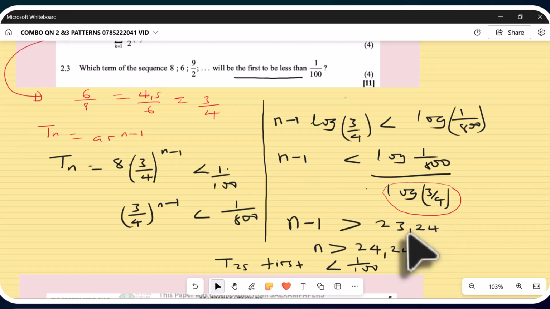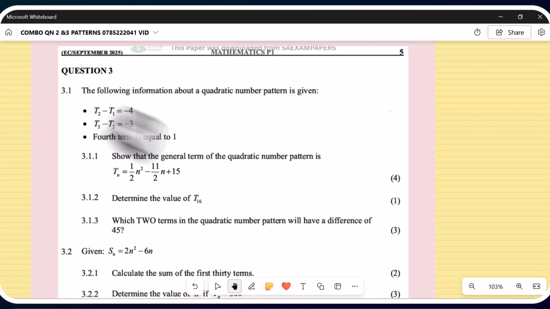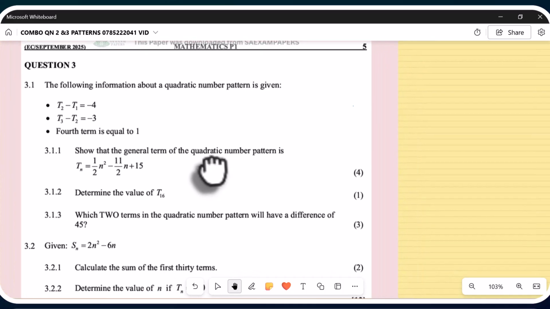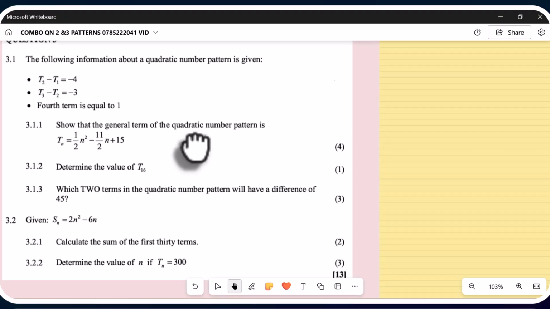They say Eastern Cape question 3. The following information about a quadratic number pattern is given: T2 minus T1, T3 minus T2, and the first term is equal to 1. What are we supposed to do in this case? They gave us the differences. So if we have our quadratic pattern T1, T2, T3, they gave us our first term, so I'm going to put 1 here.